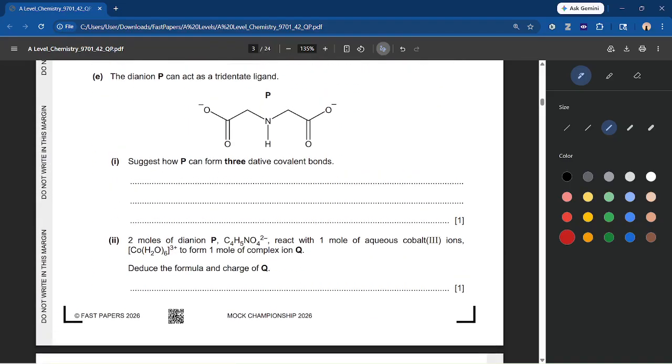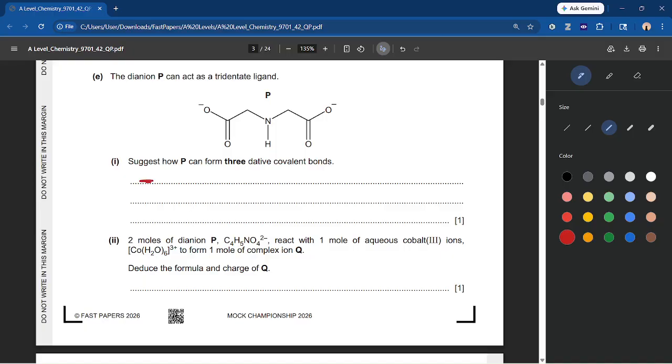The dianion P can act as a tridentate ligand. Suggest how P can form 3 dative covalent bonds. All right. So let's take a look at what we've got over here. This oxygen has 1 negative charge. This oxygen has another negative charge. And so we've got 1 nitrogen. So if we take a look at the bonds that are formed over here, we've got the 2 oxygens and the nitrogen.